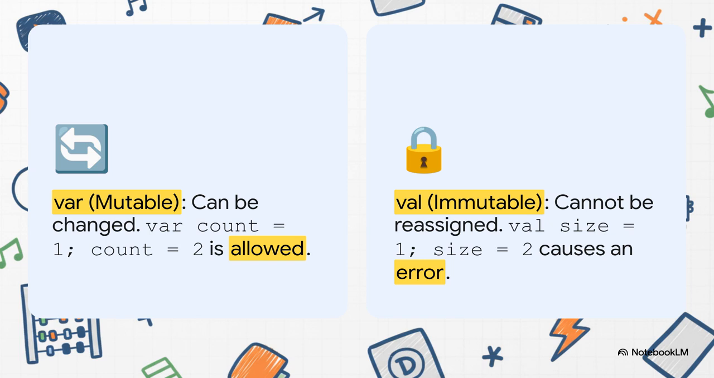We have var and val. Think of var like a box where you can swap out the contents anytime you want. But val is like a box that's been sealed shut. Once you put something in it, that's it. It's permanent. Now here's the pro tip. Developers almost always try to use val. Why? Because it makes your code way safer. If you know a value can't possibly change by accident, you just wiped out a whole bunch of potential bugs before they can even happen.